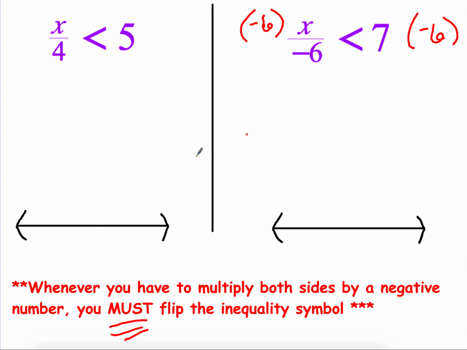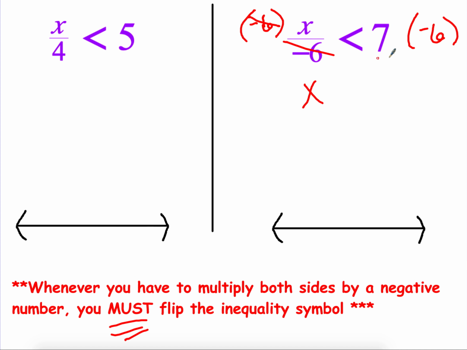Okay, but here's where this extra rule applies. Because I am multiplying both sides by a negative number, I must flip the inequality symbol. So because I multiply both sides by negative 6, these still cancel. That's the whole goal. We wanted to get the variable by itself. Because it's divided by negative 6, I decided to multiply by negative 6. I still have my variable by itself.